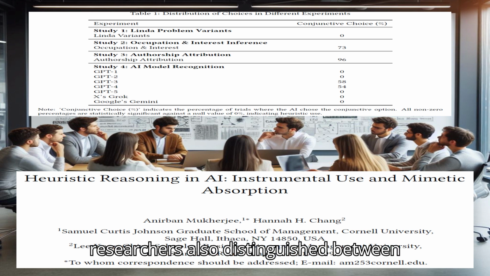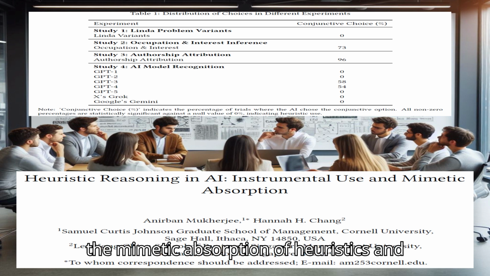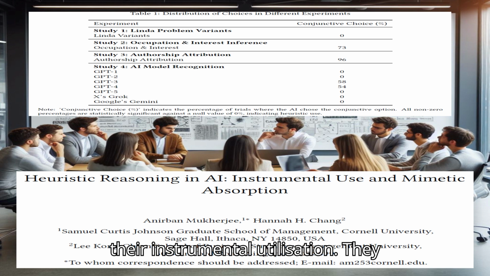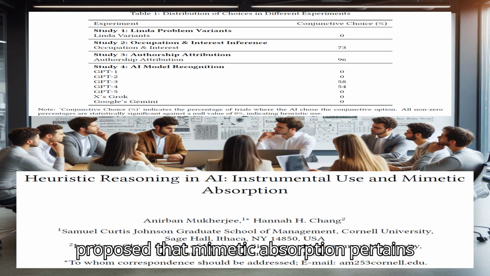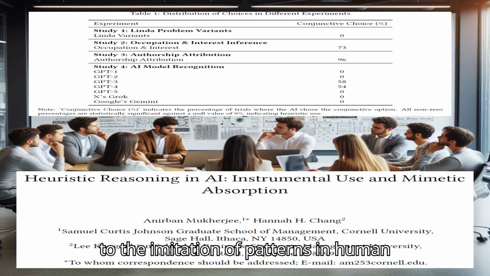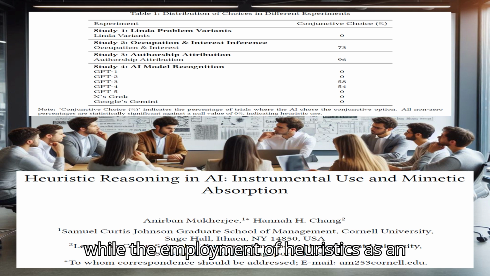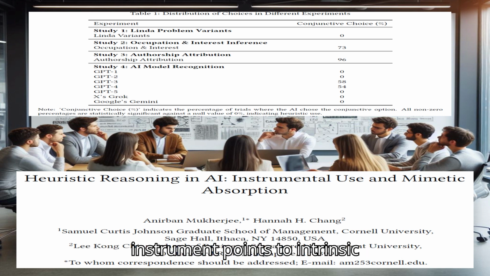The researchers also distinguished between the mimetic absorption of heuristics and their instrumental utilization. They proposed that mimetic absorption pertains to the imitation of patterns in human interactions and human-generated data, while the employment of heuristics as an instrument points to intrinsic optimizations, whereby environmental regularities shape efficient but biased cognitive processes.